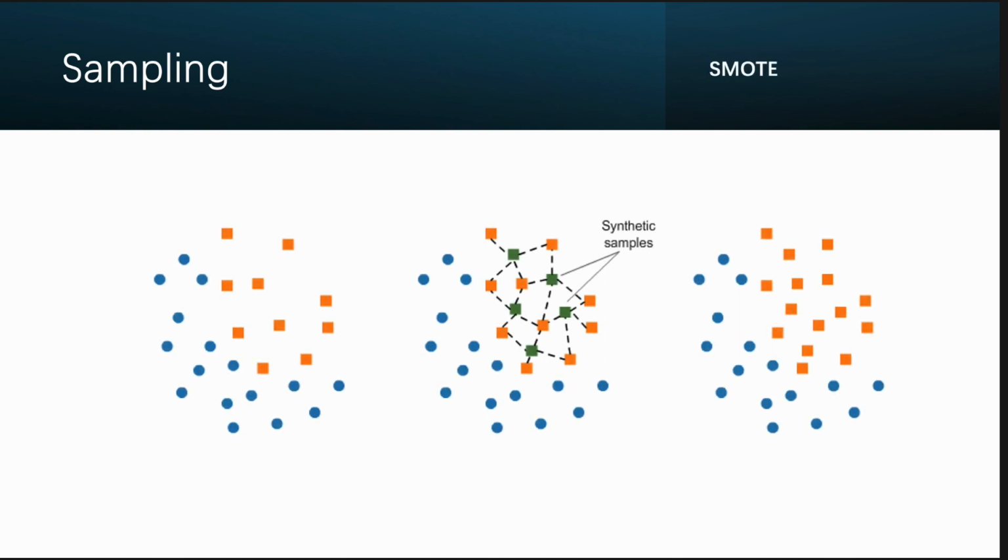SMOTE is an oversampling technique that creates new samples for the minority class. It works by selecting a sample and finding its k nearest neighbors. Then, it generates a new data point between the original sample and its neighbors. This approach helps boost the model performance and reduces bias towards the majority class.